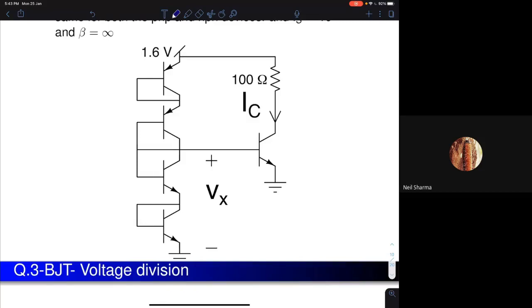So you have 4 BJTs, 2 PNP transistors and 2 NPN transistors connected in series. If the base and collector are shorted, how will the current flow? Okay. So now his question is, I am shorting base and emitter, base and collector. What will be the direction of flow of current?